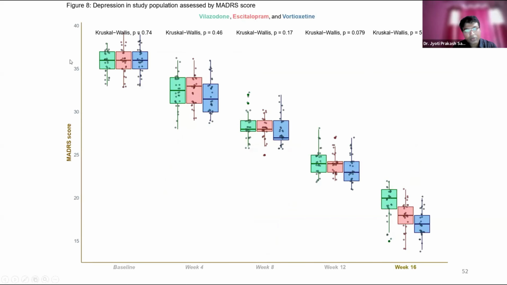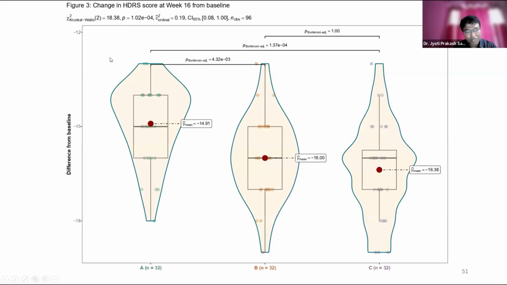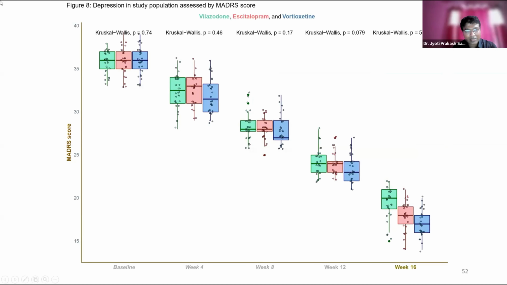Again, showing the trend for the same study. Here is the change, and this is the individual data set, individual dots for all the points, for all the time points of assessment from baseline to week 16 for the 3 drug groups. The drugs are named here. They represent the color, and the p-value is given here.